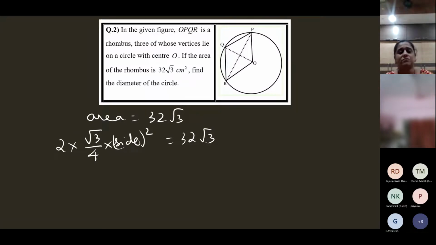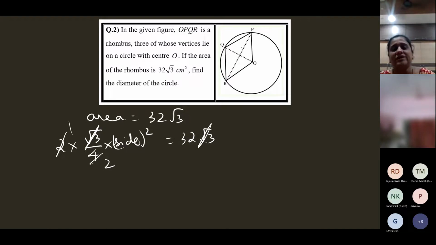Yes or no? Yes, ma'am. Okay, root 3 gets cancelled on both the sides. And 2 1s are 2, 2 2s are 4. Okay, so you have side square. Side square means any side of the rhombus you can take. So substitute any side of the rhombus, but you have to find the diameter, no? So I have taken OP, or you can take OQ also.